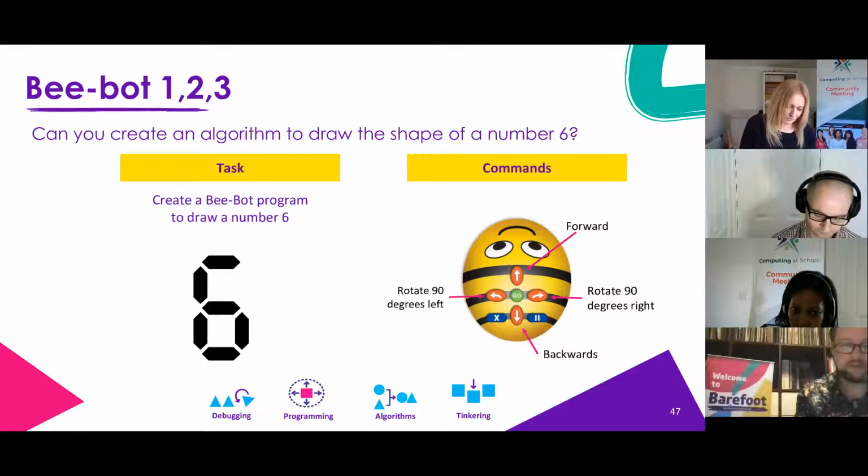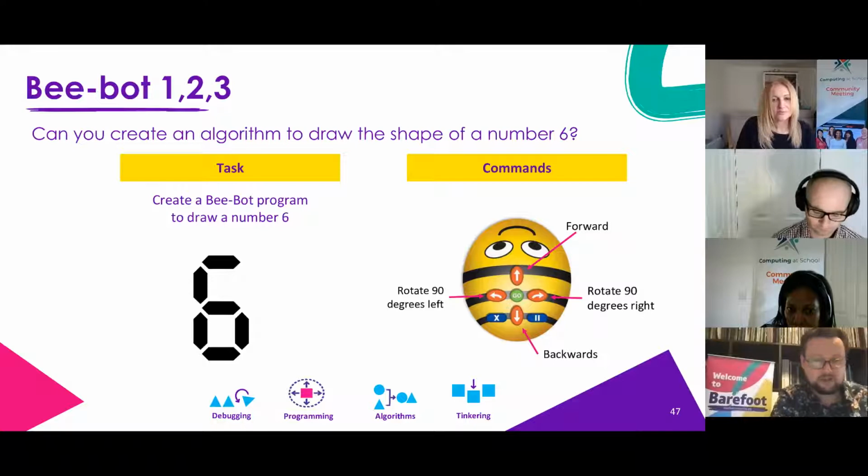So if anyone can come up with one, you do need to think about where your B-bot is going to start. So if you're popping into the chat, then maybe consider thinking about that as well. Although actually, wherever your B-bot starts, you will still get a number 6, if it's correct. It might just be an upside down number 6. So if you're really trying to push yourself to get a number 6 in the correct orientation, then you need to think about where it's going to start.